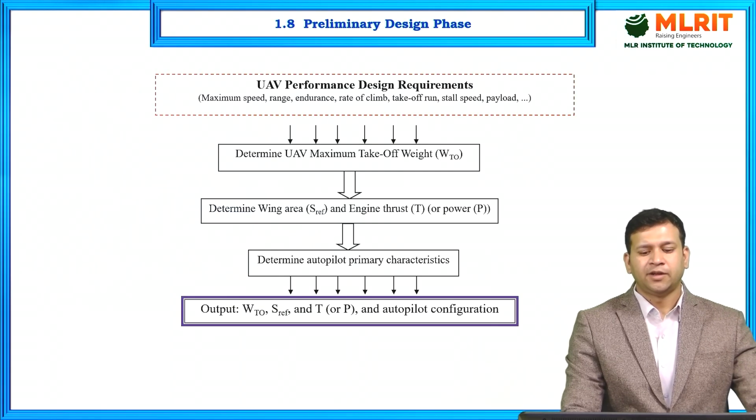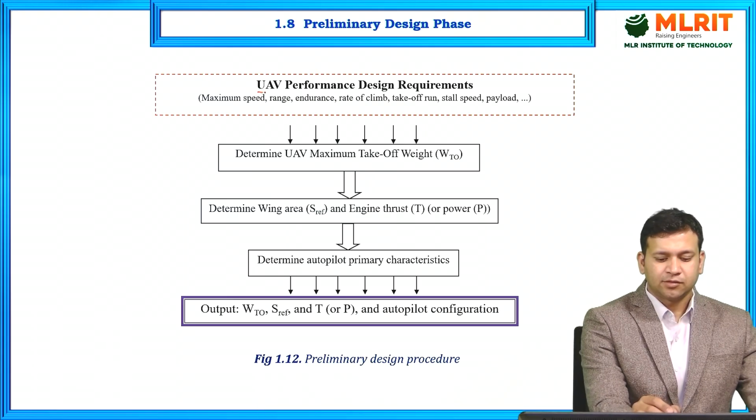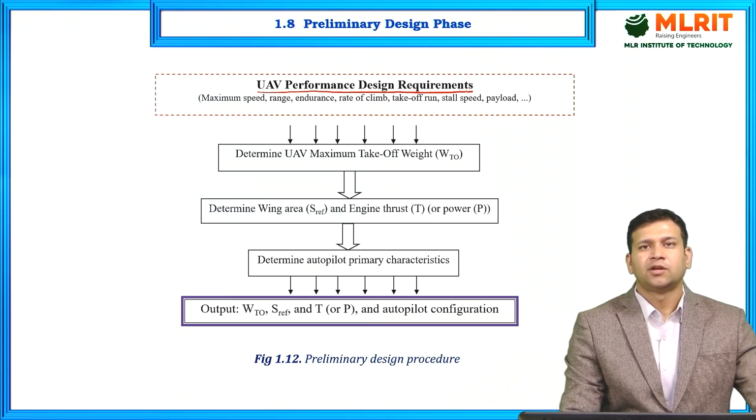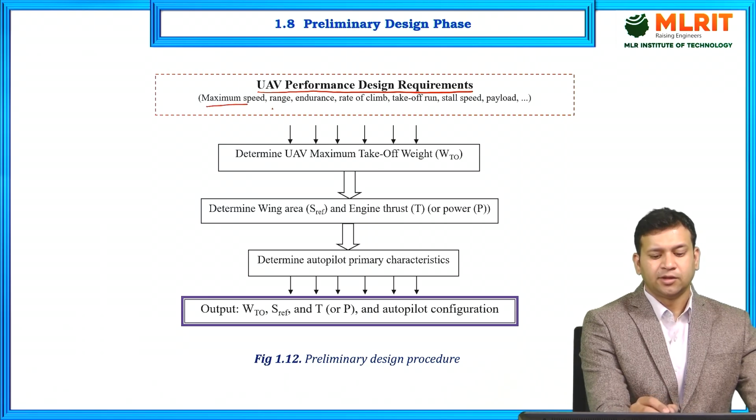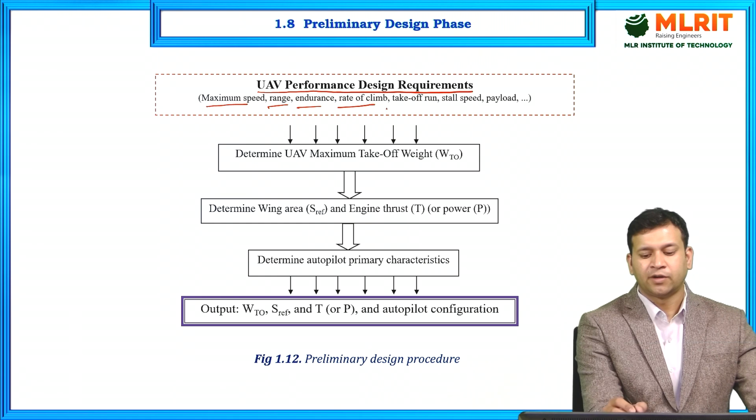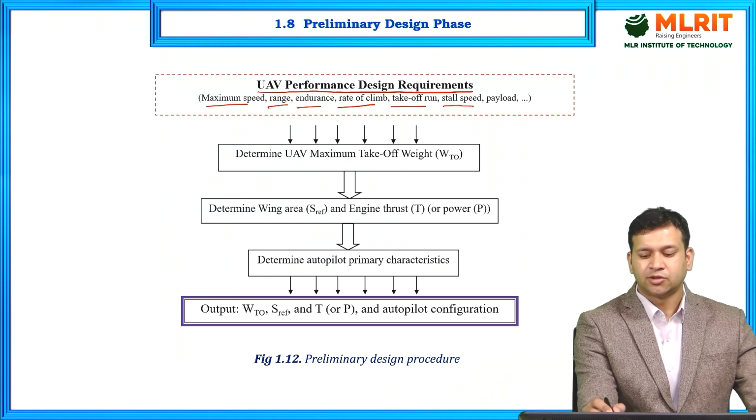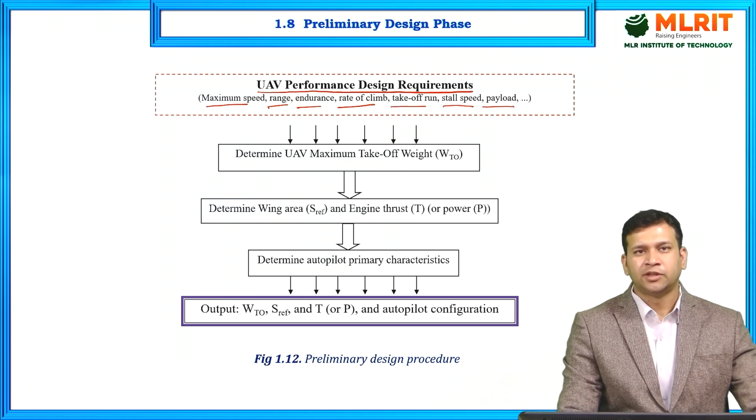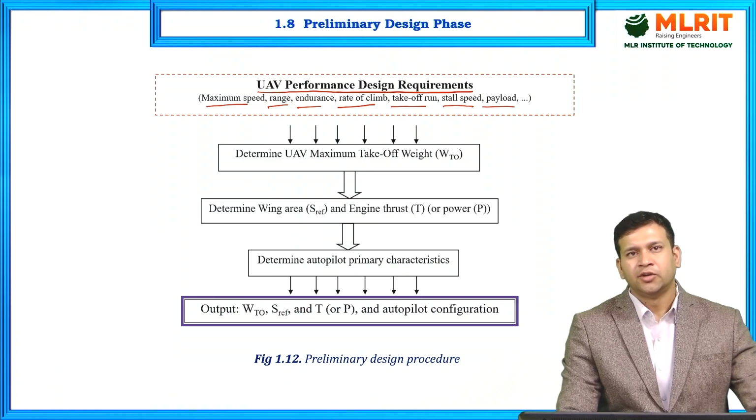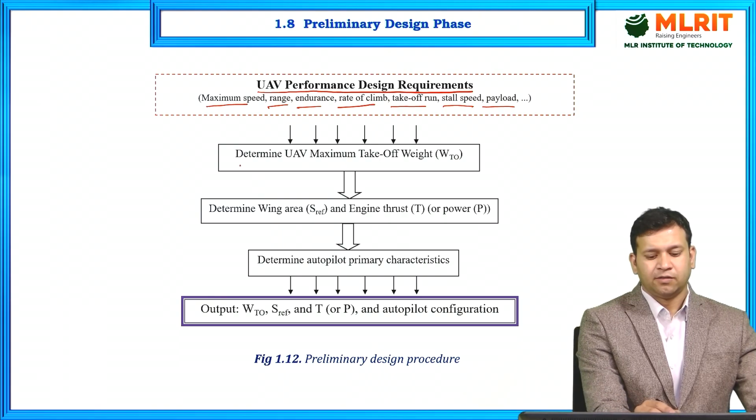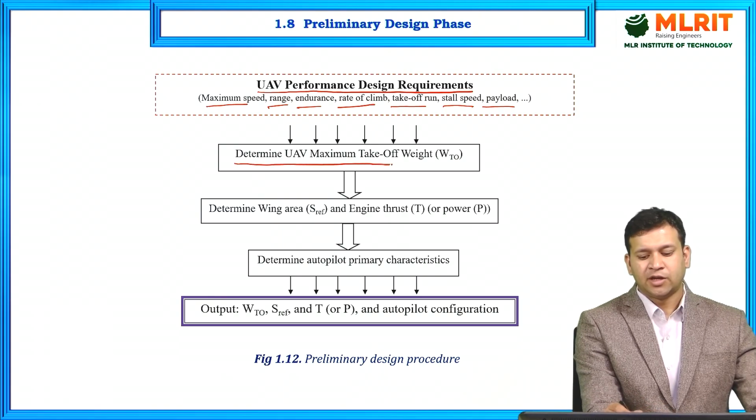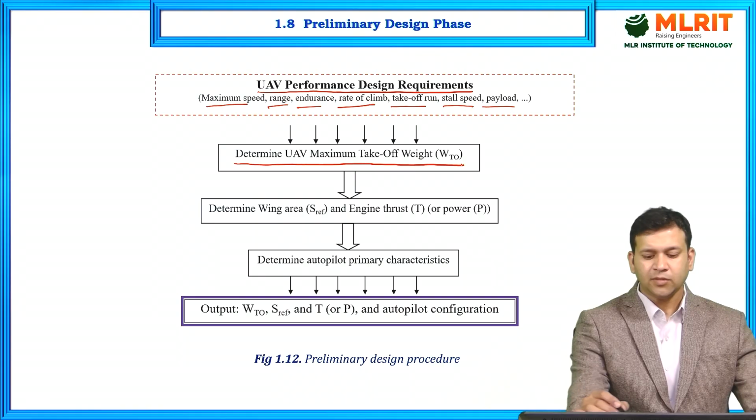The preliminary design phase will have UAV performance design requirements from our conceptual sketch. It will include maximum speed, range, endurance, rate of climb, takeoff runway, stall speed, and payload. Based upon these requirements, we'll have our UAV conceptual design ready. Once the conceptual design is ready, we'll determine the unmanned air vehicle's maximum takeoff weight. With these requirements, we will determine the maximum takeoff weight.